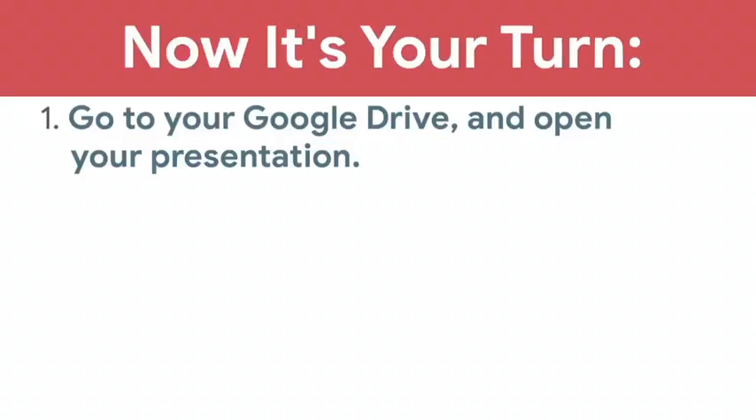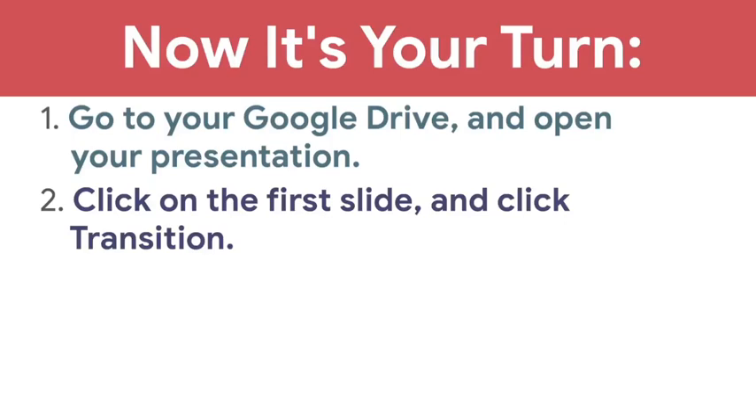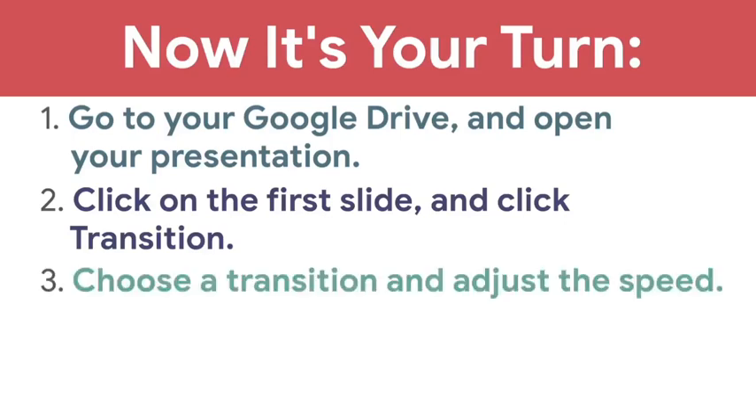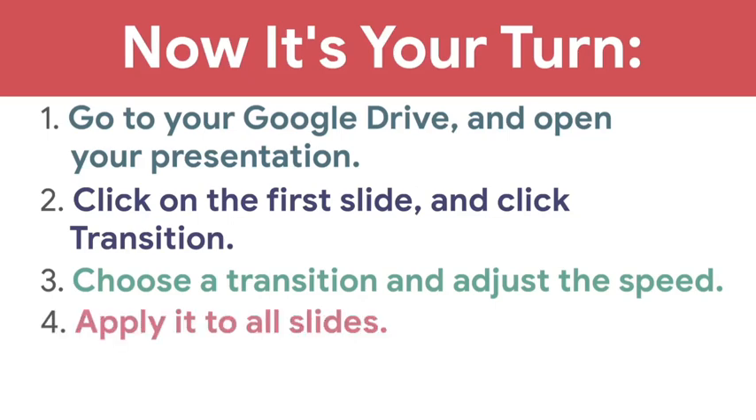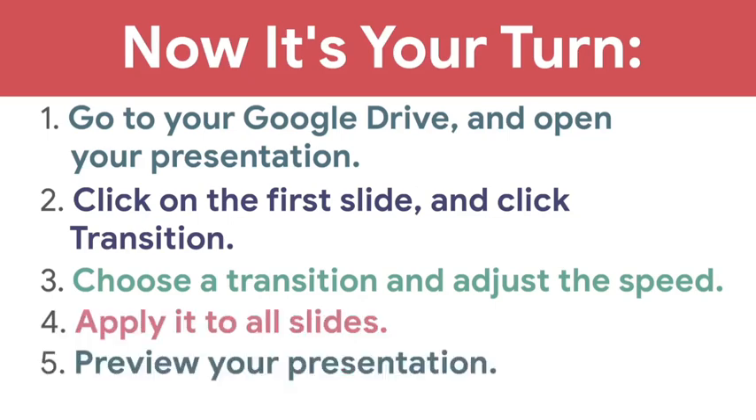Now it's your turn. Go to your Google Drive and open your presentation. Click on the first slide and click Transition. Choose a transition and adjust the speed. Apply it to all slides and preview your presentation.